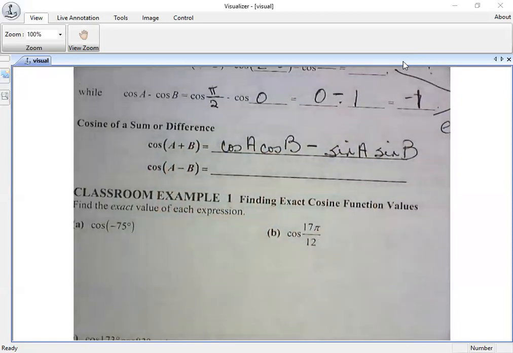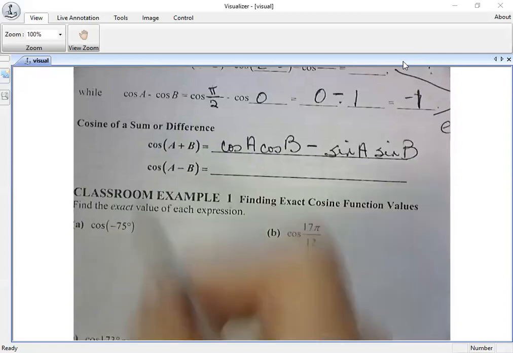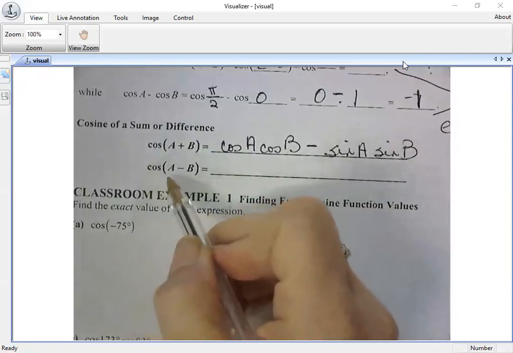Okay, now, there's a little pattern to that. With cosine, I keep my cosines paired up when I multiply, and I keep my sines paired up. And then what do you notice about your sign? Does it stay the same or does it change? Changes. So if I'm taking the cosine of a sum of angles, I'll multiply the cosine of each angle together and subtract the product of the sines of each angle. Now, if it's the cosine of a difference, guess what changes?